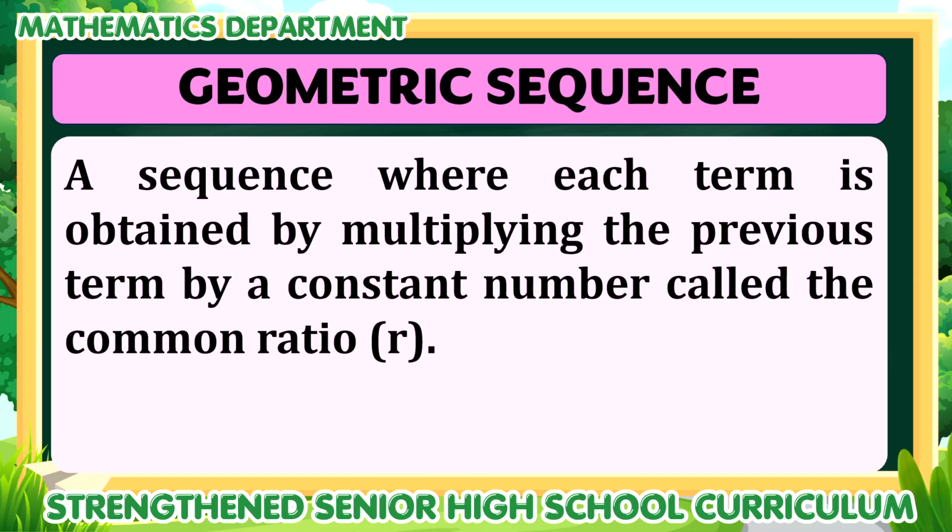So for example, we have the sequence 2, 4, 8, 16. Here, each term is multiplied by 2. From our first term, which is 2, we multiply it by 2 to obtain our second term, which is 4. We multiply again by 2 to obtain our third term, which is 8, and so on.